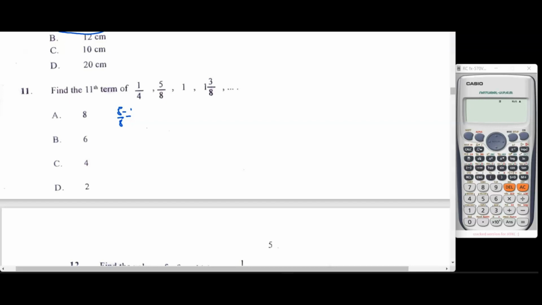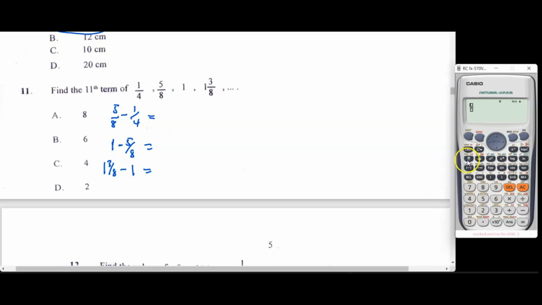Sorry, let me start all over. So we have 5 on 8 minus 1 on 4. We want to find out whether they have a common difference. Likewise, we have 1 minus 5 on 8. Likewise, we have 1 whole number 3 on 8 minus 1. If we get a common value, then it's going to tell us that this sequence is an arithmetic progression or a linear sequence. So let's use our calculator to do that so that we go faster.